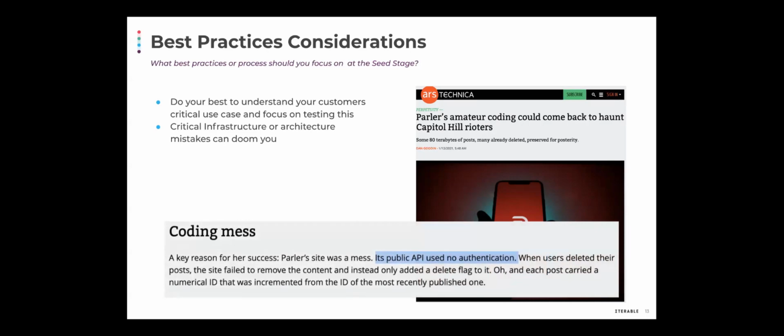And when customers deleted their post, the site didn't actually delete the content. It just added a flag to it. So hackers were able to go into Parler. They were able to create scripts to scrape every single post, even deleted ones, and tie it back to users, right? This is a critical infrastructure mistake. They made a huge mistake on how they architected this. And now it's like, will people ever trust them again? Would you ever go back, right? This is pretty big data loss. They can get sued for this.